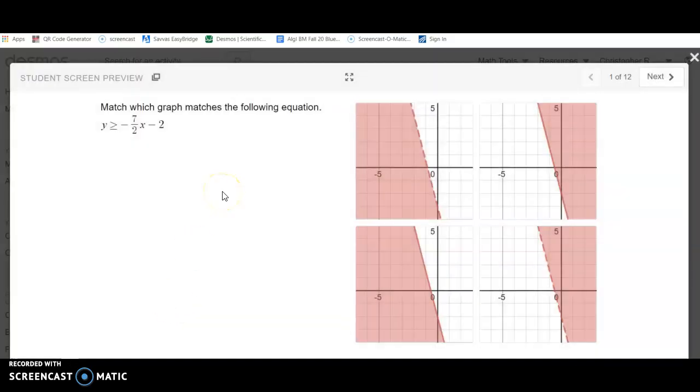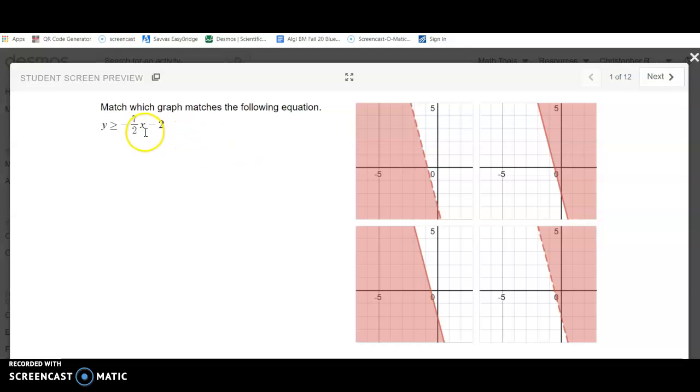All right, so on 1 through 5, they're going to give you an inequality equation, and you're going to have to match the graph to it. So in order to do this, you're going to have two tabs open. You're going to have the one with your Desmos assignment open, and then you have to open up another tab with the Desmos graphing calculator. You want to use the graphing calculator on this.